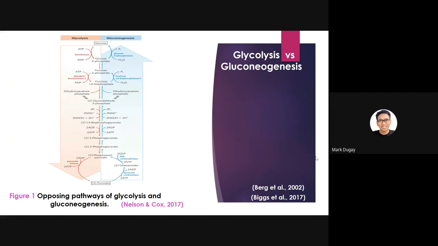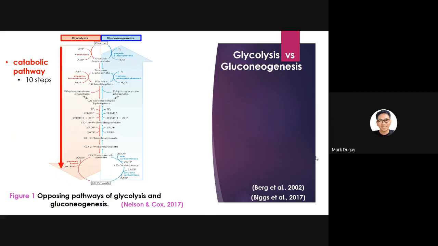This figure shows the opposing pathways of glucose, glycolysis and gluconeogenesis. Let's take a look first at some of the features that differentiate these two metabolic pathways. Starting with glycolysis, it is a catabolic pathway where energy is released by breaking down larger molecules into smaller molecules, from glucose to pyruvate, and it has 10 steps involved.